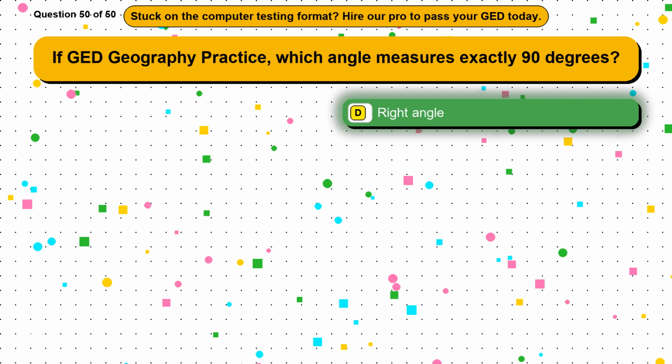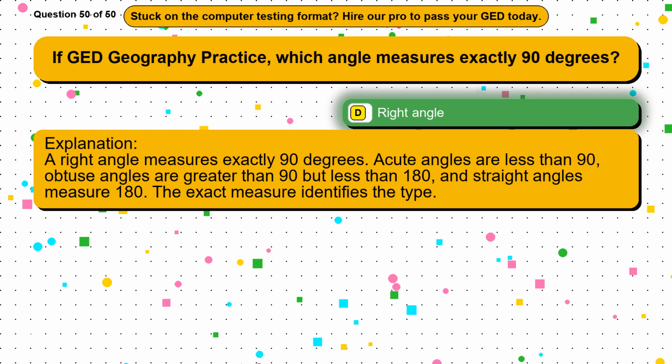The correct answer is option D, right angle. A right angle measures exactly 90 degrees. Acute angles are less than 90, obtuse angles are greater than 90 but less than 180, and straight angles measure 180. The exact measure identifies the type.